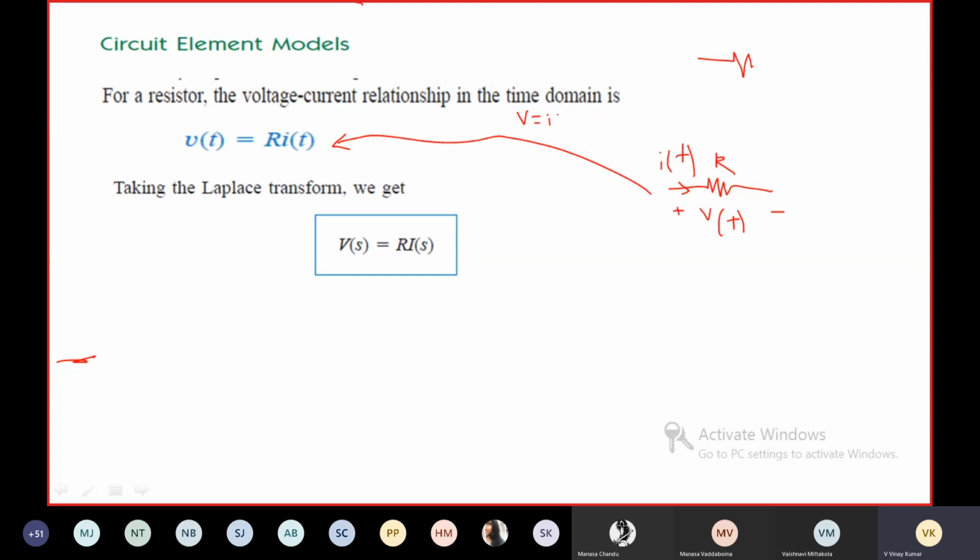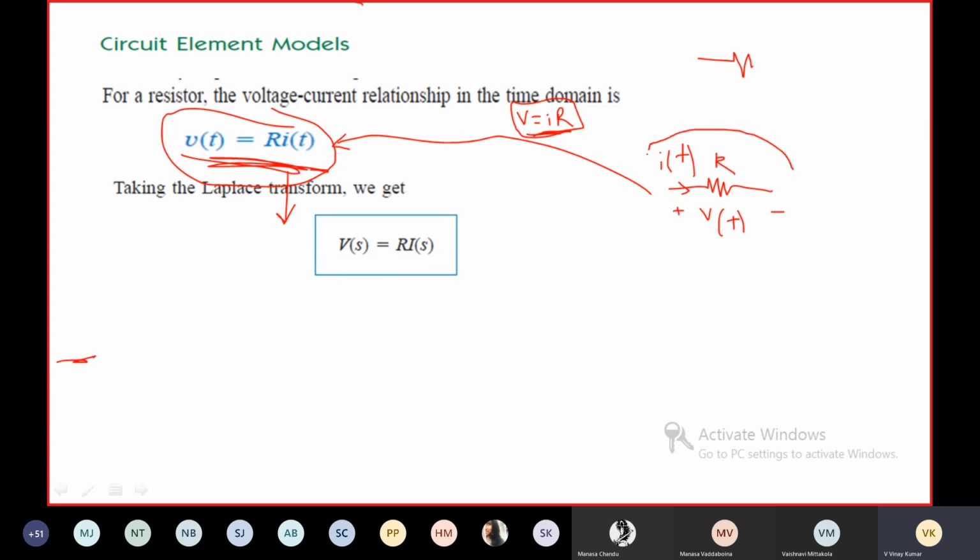Okay, this is in time domain. Strictly speaking, V of t is equal to I of t into R. This is the representation in time domain: V of t is equal to R into I of t. Coming to Laplace domain representation, by taking the Laplace transform we get V of s is equal to R into I of s.